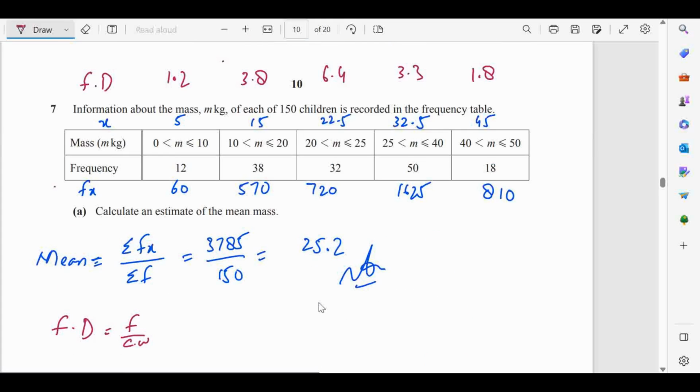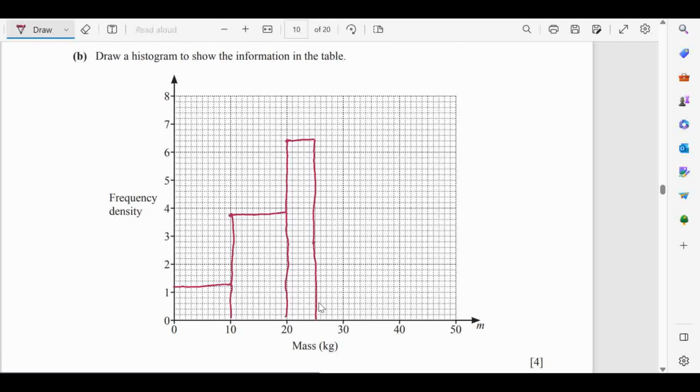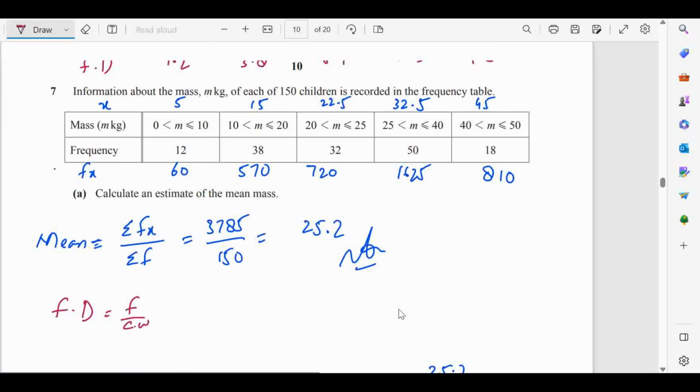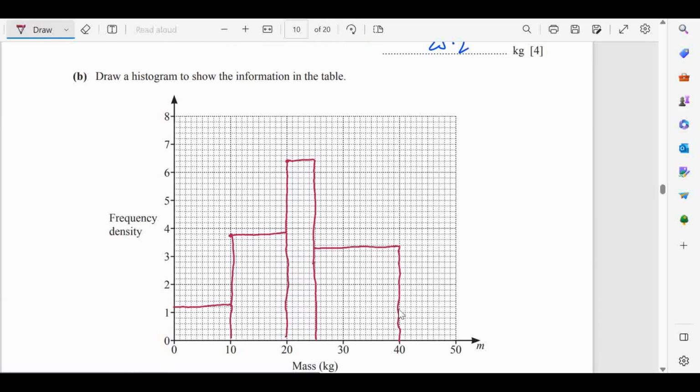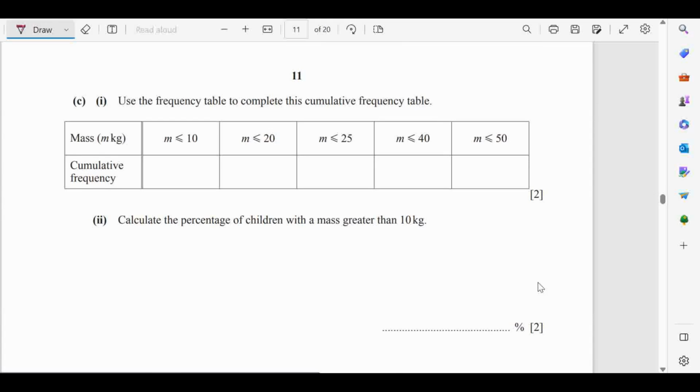Then 25 to 40, it was 3.3. So 3.3 means that this will lie somewhere here. This must be a straight line, so you can use the scale to draw it. And then 40 to 50, it was 1.8. So 1.8 means that this will lie somewhere here. Yes, it was 1.5. So this will be the final answer. Let's move to the next question.